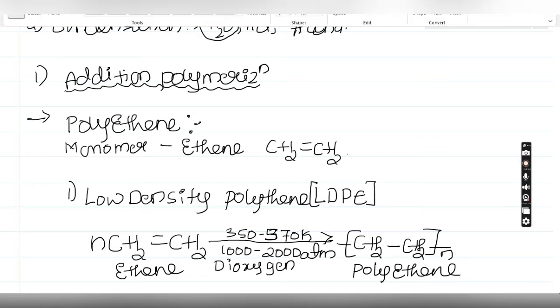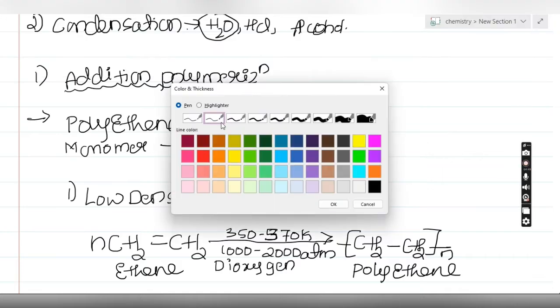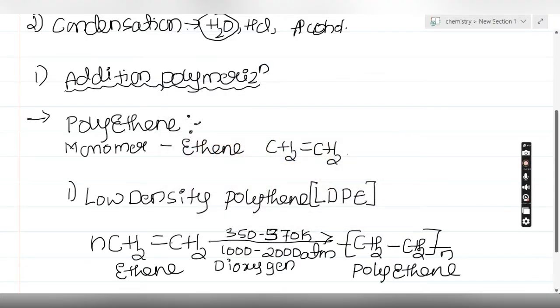So if you are using a temperature of 350 Kelvin to 570 Kelvin, under a pressure of 1000 to 2000 atmospheric pressure, and dioxygen or a peroxide initiator as a catalyst, then only you get polythene. This polythene is called low density polythene, that is nothing but your LDPE.